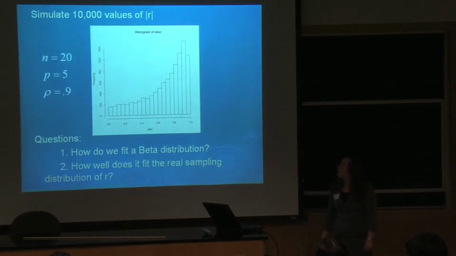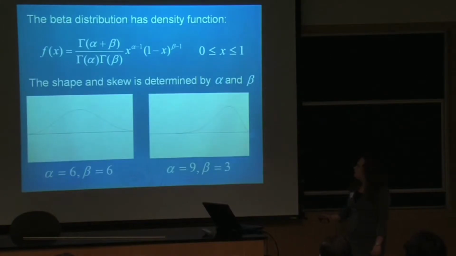So we're going to start by simulating 10,000 values of the absolute value of r. Looking at this histogram, we want to see what distribution could approximate the absolute values of r. So we're going to look at the beta distribution. Two questions arise: how do we fit the beta distribution, and how well does it fit the real sampling distribution of r?